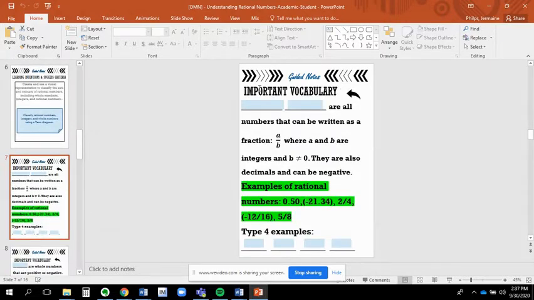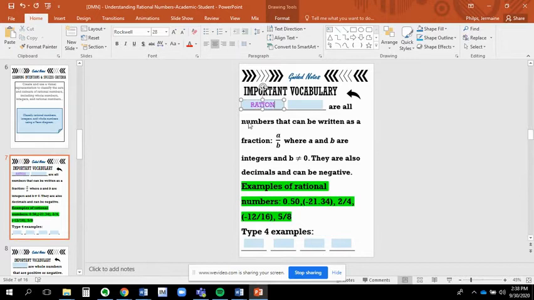Our first blank on slide 7. Rational numbers are all numbers that can be written as a fraction, a over b. They are also decimals and they can be negative.